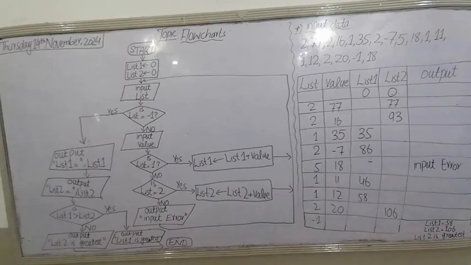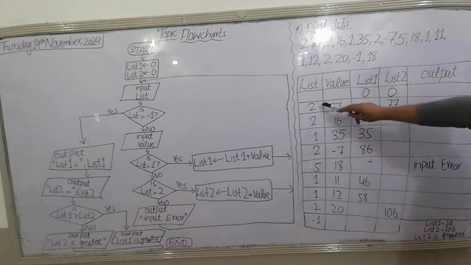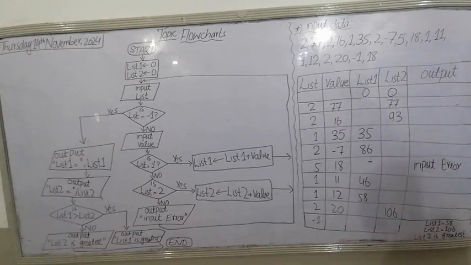Is list equal to 1? Means the value stored in the variable list, is it equal to 1? No, it's equal to 2, as you can see here. So we'll go towards no, and check the next condition. Is list equal to 2? Is the value in the variable list 2? Yes, it is 2. So we'll move towards the flow of yes, and see what we have next.